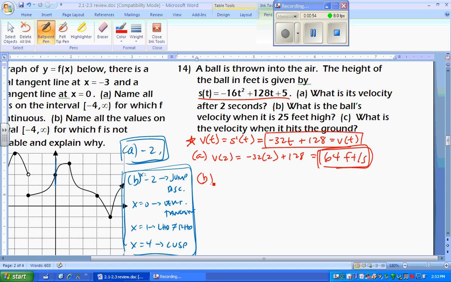Right, part B, what's the ball's velocity when it is 25 feet high? Well, we need to find the time in order to find the velocity. So the height is 25. We're using this original equation. 25 equals negative 16t squared plus 128t plus 5. So we want to get everything on one side. We get negative 16t squared plus 128t minus 20.